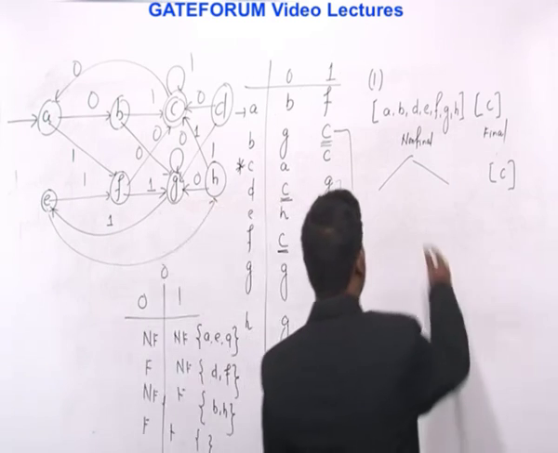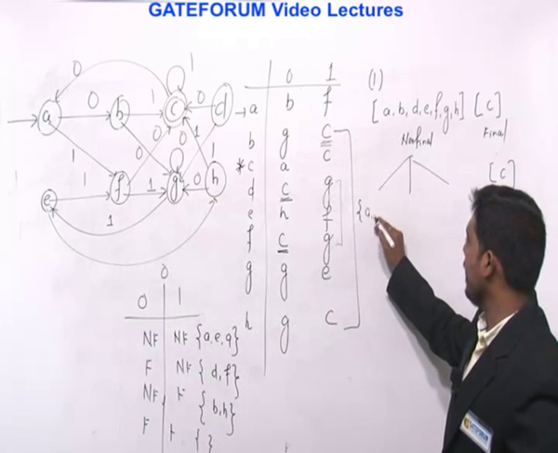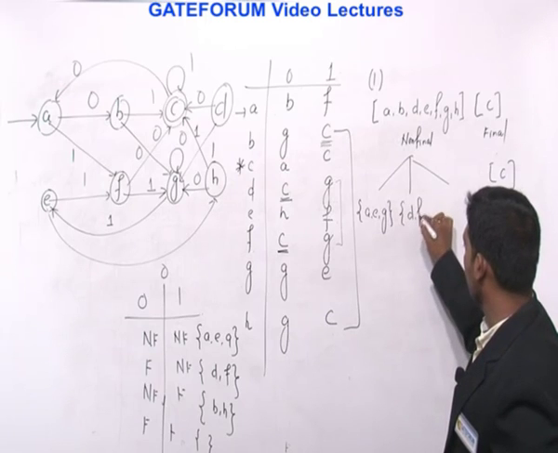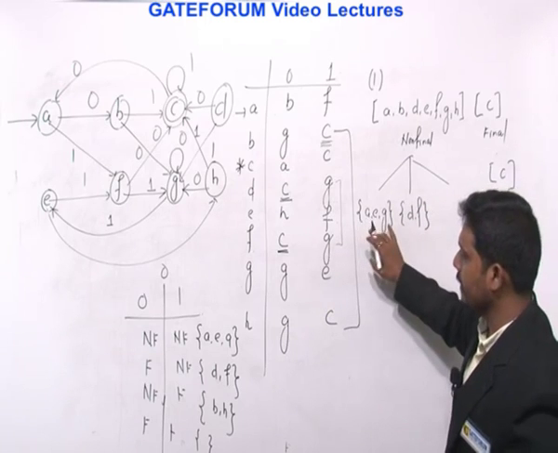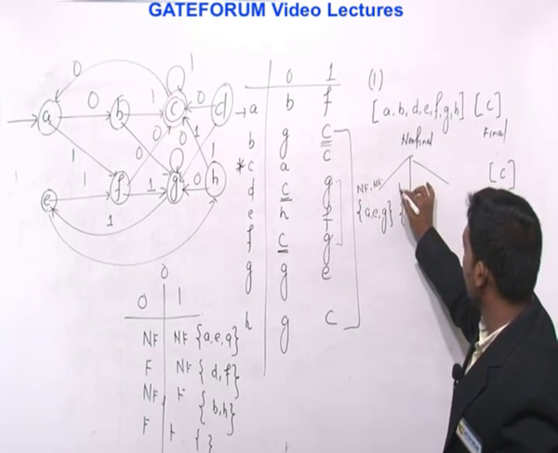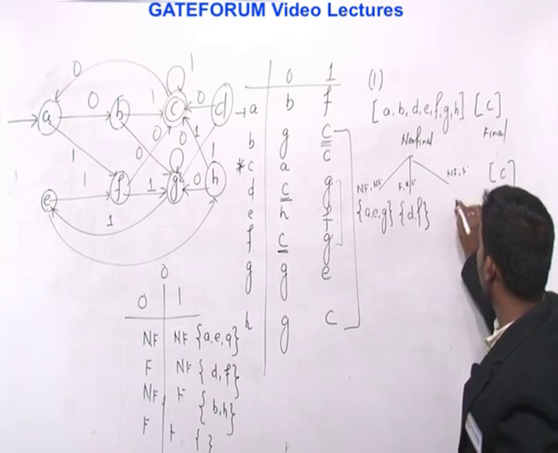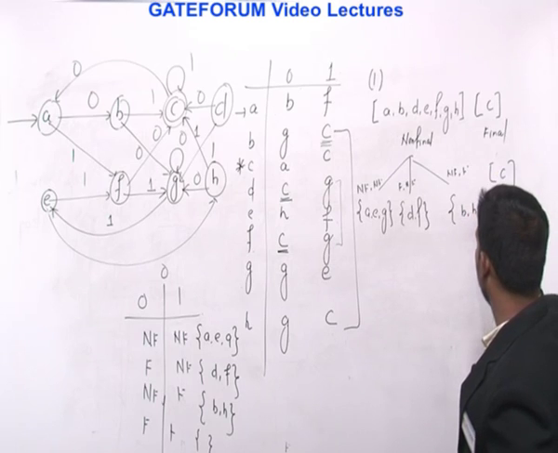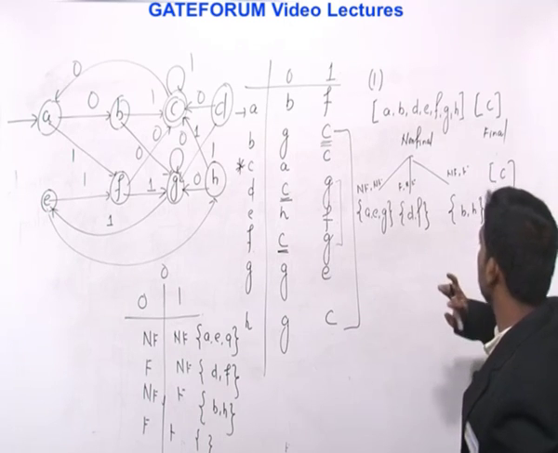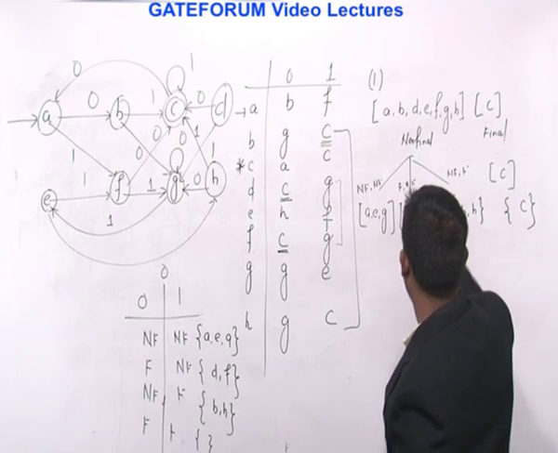So now this group can be divided into 3 different partitions based on this behavior: A, E, G, and D and F. You can say which category they belong to: non-final, final and non-final, and non-final and final, and in this case B and H. And already we have a partition consisting of C. I changed the bracket, but it is okay. Let's have the consistency.